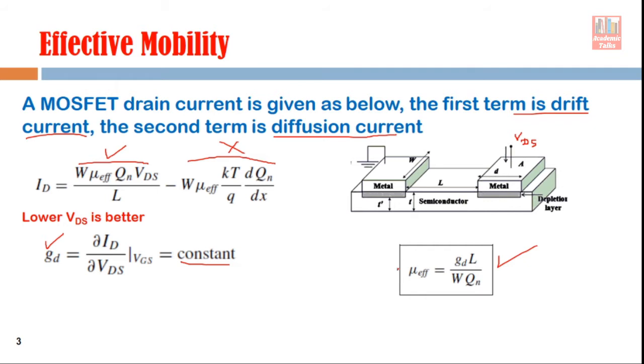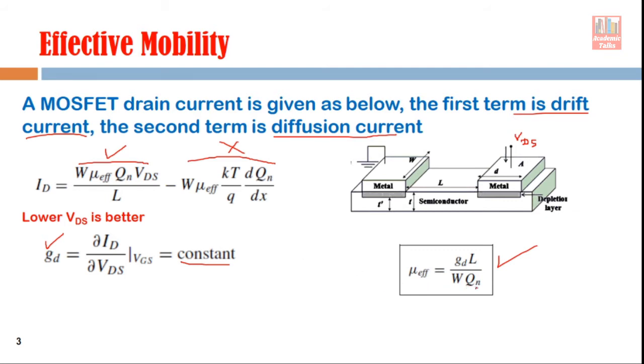Now, this is the most tricky part. GD is the channel conductance that we can find out using this expression. If we have an ID versus VDS curve, then from the slope of that curve, it is possible to find out the channel conductance.